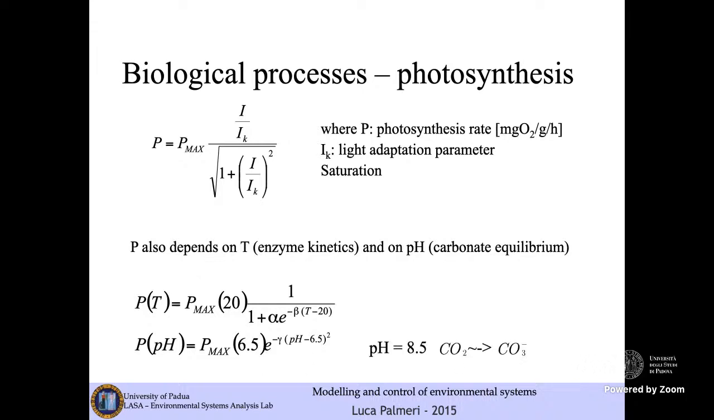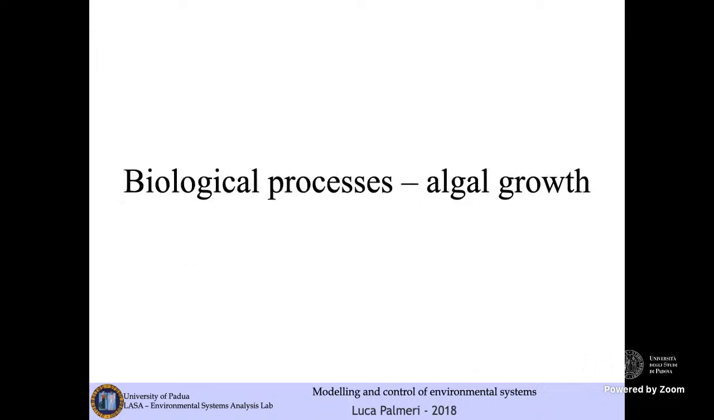In general, we assume that the optimum pH value for photosynthesis is around 8.5, because in this case we have an equilibrium between the dissociation of CO2 into carbonates. So this is the way we may describe the effect of light on primary production. We have seen these models.